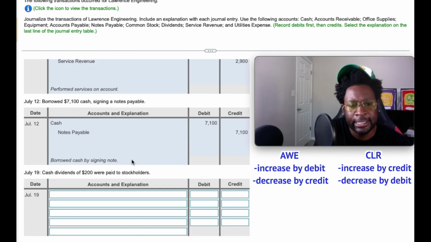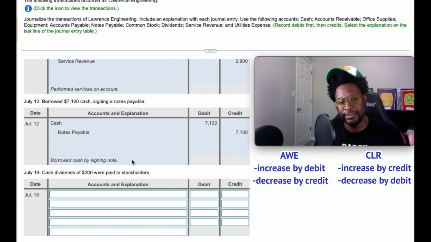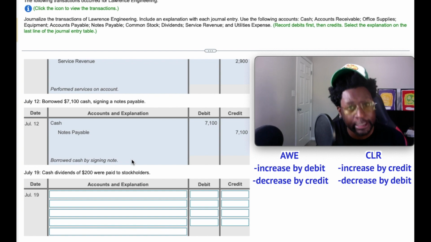This time we had cash dividends of $200 that were paid to a stockholder. Keywords: cash dividends, and paid. Now, if the company paid, you always credit cash, because cash is an asset and that's the only way you can pay something.